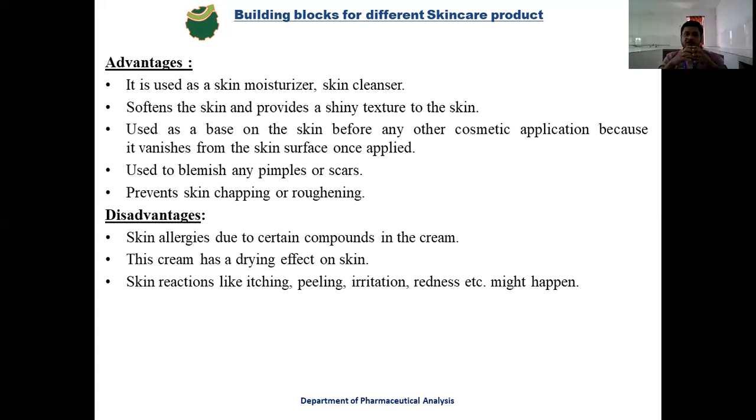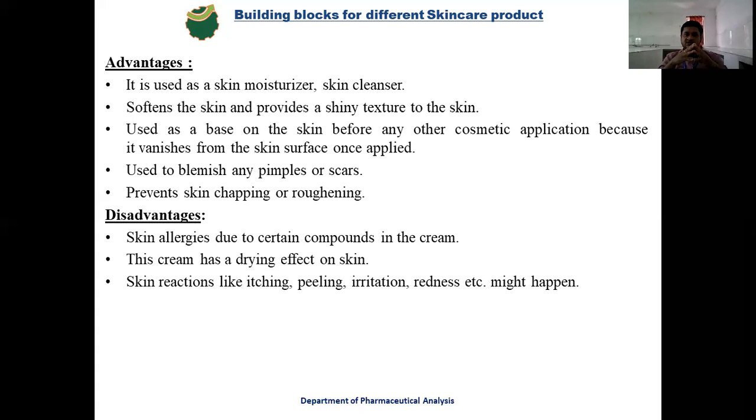It prevents skin chapping and roughness. Roughness and chapping means any crack, or the skin being very rough and very dry. That type also it can prevent. How? Because the vanishing cream also acts as a moisturizer. Once it acts as a moisturizer, definitely after applying the vanishing cream, the moisture will be retained on the skin, and the skin will not get rough. So it can also prevent skin roughness or chapping. So these are the advantages of vanishing cream.